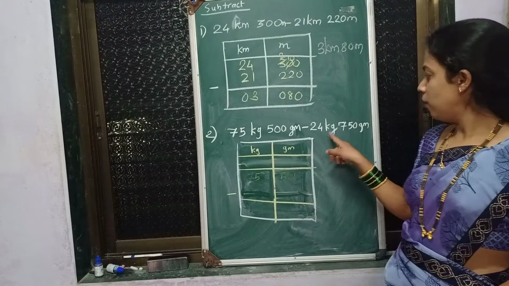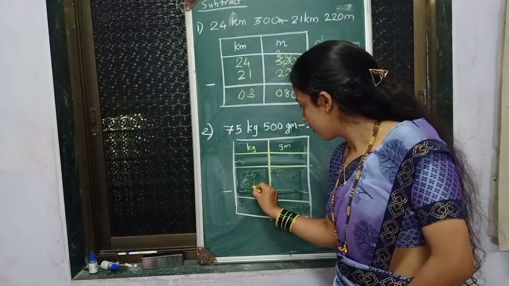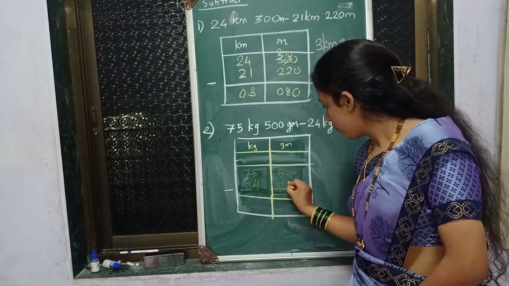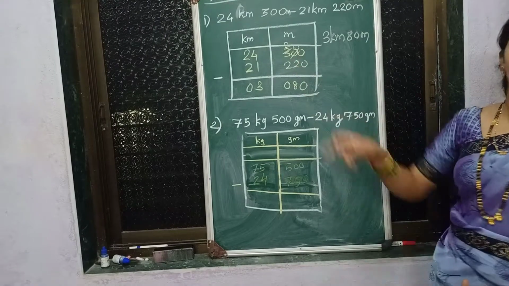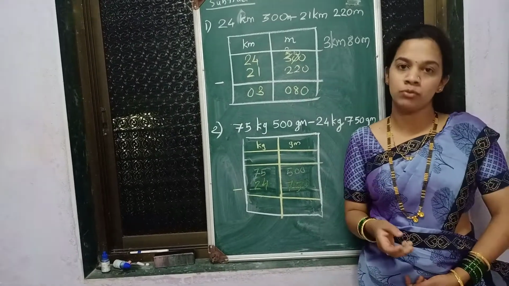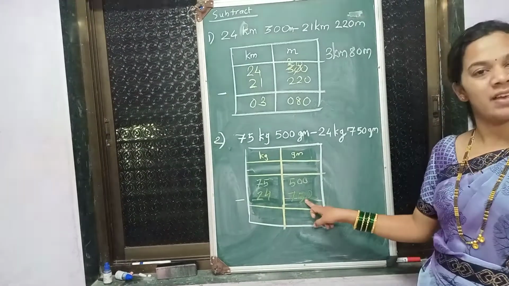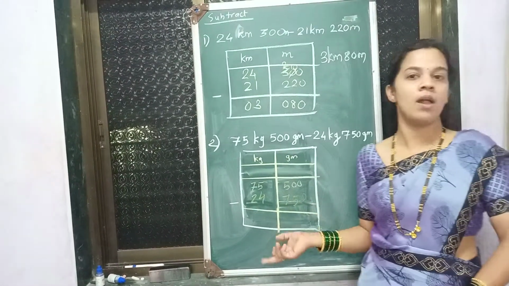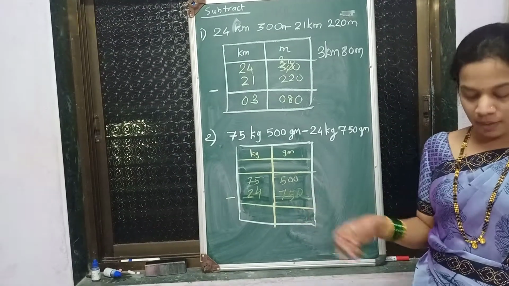And 24 kg 750 grams. It is 24 kg 750 grams. Now here you can see it was 300 minus 220, which was very easy to subtract. But here you can see 500 minus 750. Actually you will be thinking 500 minus 750 is not possible.